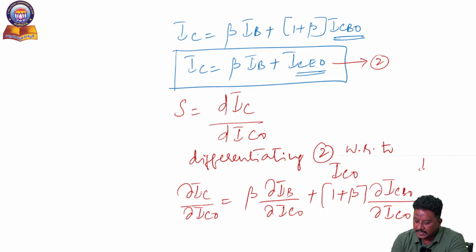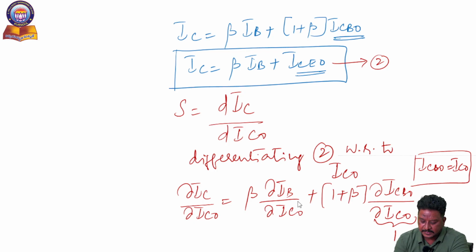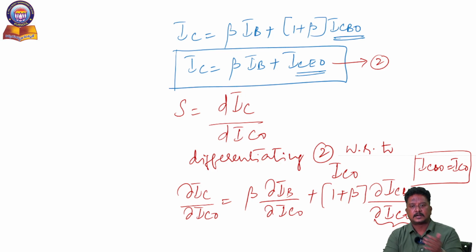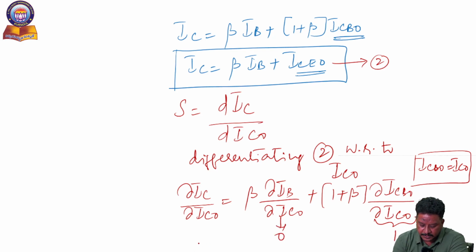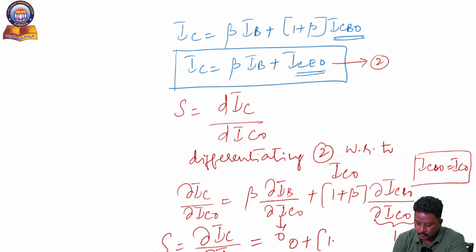These two are almost equal. ICB naught is equal to IC naught. So according to this definition, this quantity becomes unity, and IB, the input current, is considered constant in this case. The output is affected only by the input current, so I can consider this value equal to 0. Then the stability factor for common emitter configuration, the change of IC with respect to change of IC naught, is equal to 0 plus 1 plus beta.